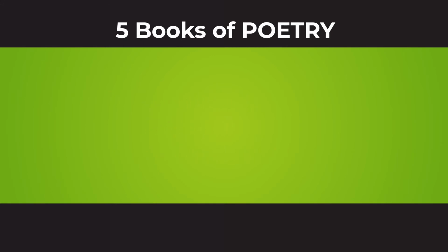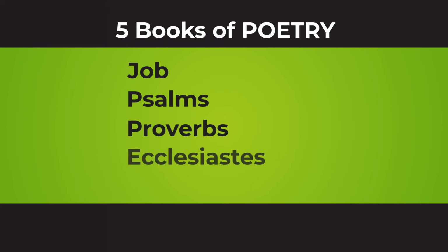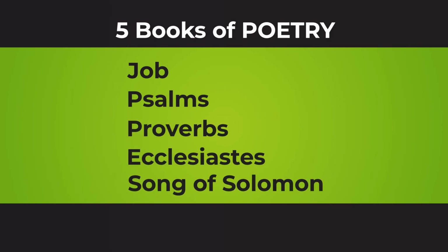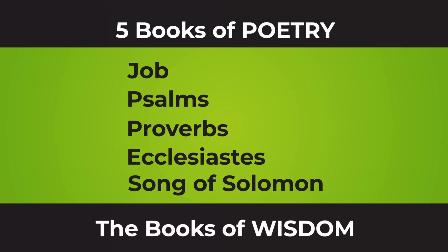The 5 books of poetry are Job, Psalms, Proverbs, Ecclesiastes, Song of Solomon. These 5 books of poetry are really the wisdom literature of the ancient Hebrews, and so sometimes they are referred to as the books of wisdom. As a matter of fact, Proverbs, Ecclesiastes, and the Song of Solomon were all written by Solomon, the wisest man who ever lived. He was the son of King David.